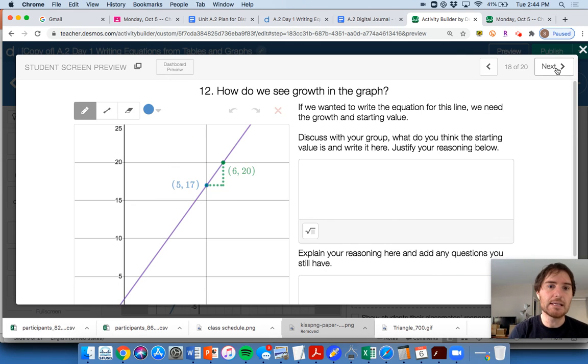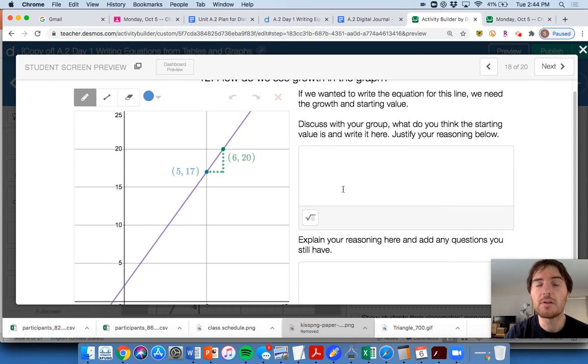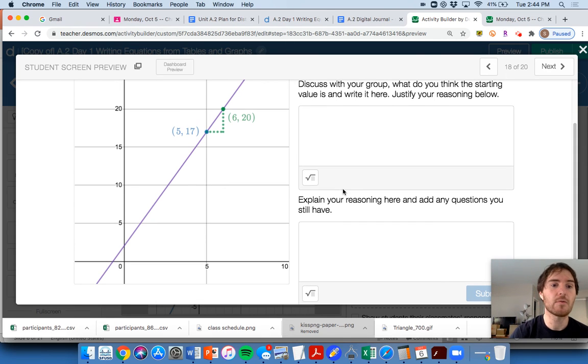All right, slide 18 here. Let's see. It looks pretty much the same. It's a little bit different, so let's read it. If we wanted to write the equation for this line, we need the growth and the starting value. Discuss with your group what do you think the starting value is, and write it here. Justify your reasoning below. Oh, interesting. This one's actually a little bit trickier here. Check it out. Interesting. Ooh, this might be a little bit of trouble for you guys to figure out right here.